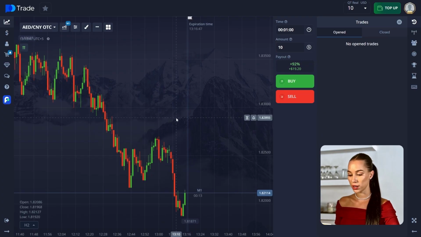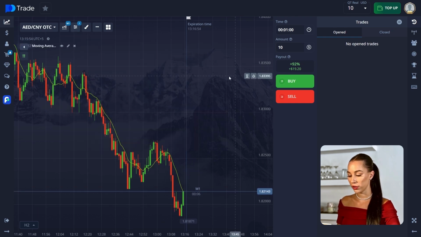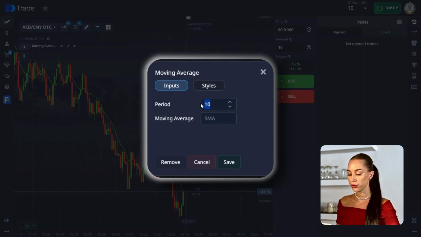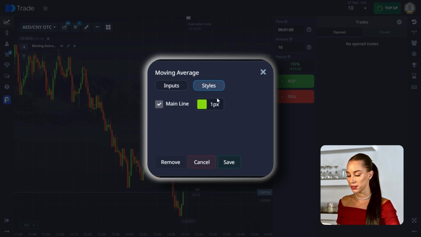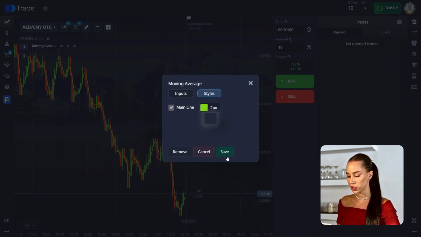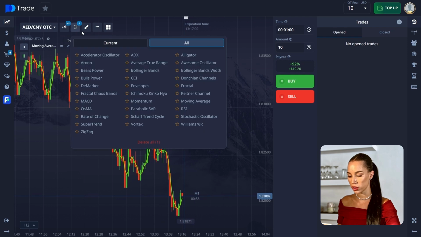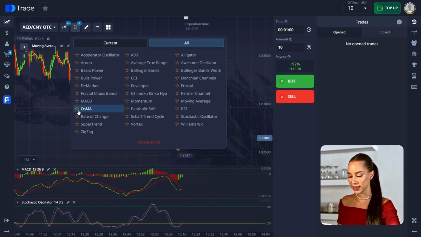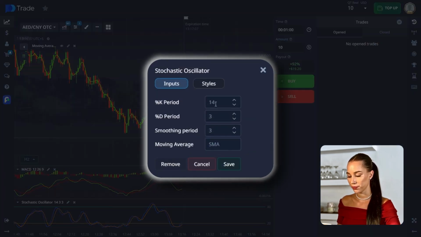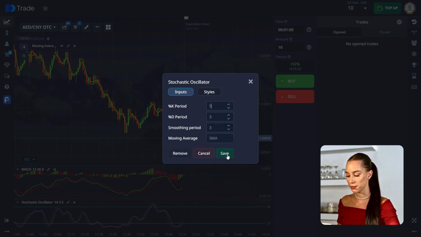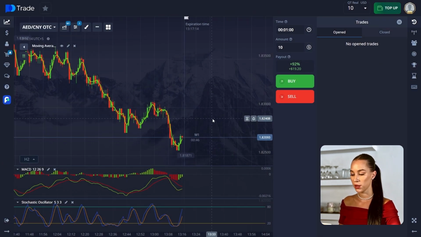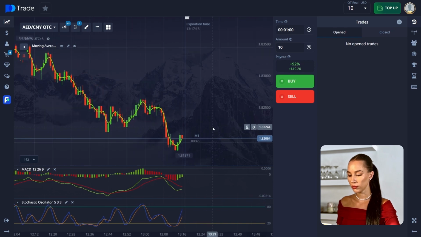So guys, here is our Pocket Option account. The first thing we need to do is go to the indicators and choose moving average. In the moving average, change the period to 3. We'll leave SMA and just make the line thicker. Also, we choose MACD and the stochastic oscillator. For the stochastic, we just change the K period to 5, so it's 5, 3, 3, and SMA as well. So actually, that's all we need to have. The time frame of the candles is M1.